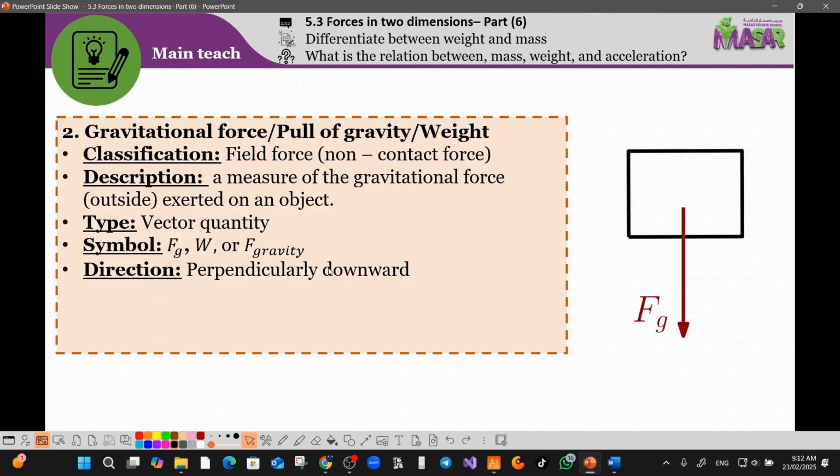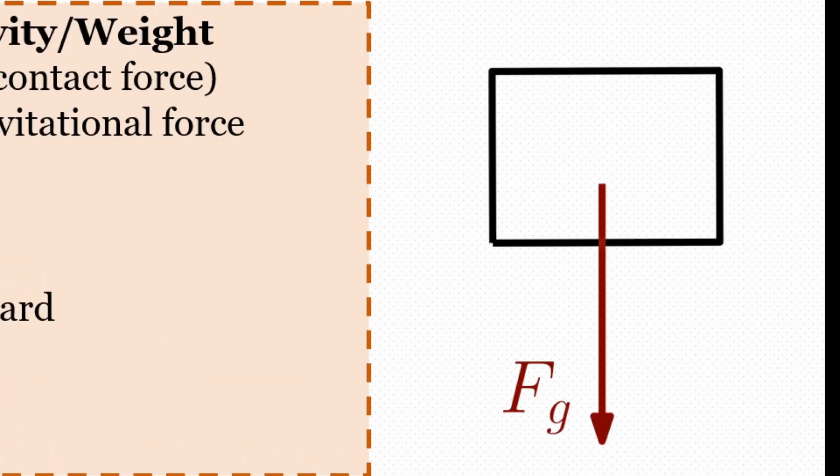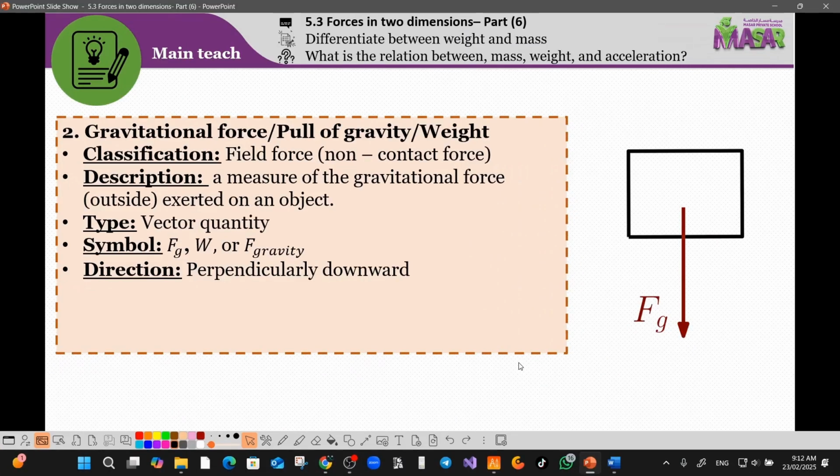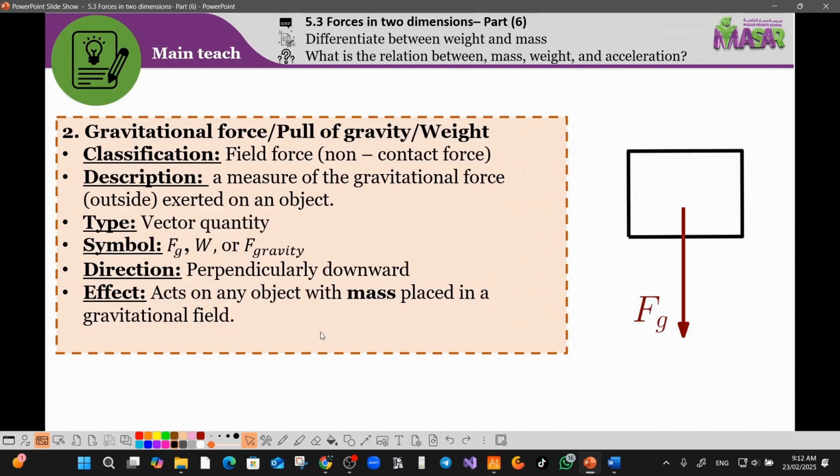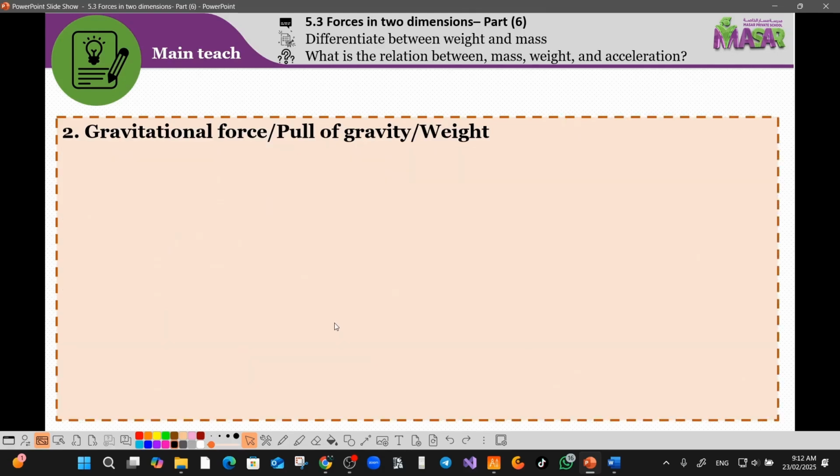The direction, always and forever, of this force is perpendicularly downward. So it's acting downward no matter what the configuration of the object or of the system is. The effect: it acts on any object with mass. So whenever we have a mass or a body near or inside a gravitational field, then this force will be activated.